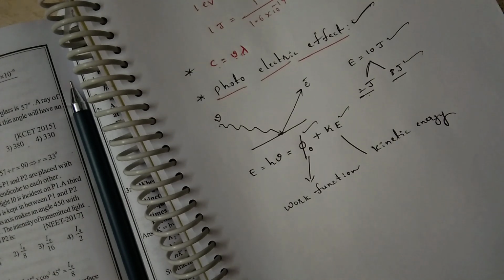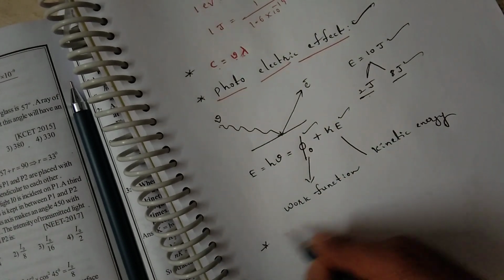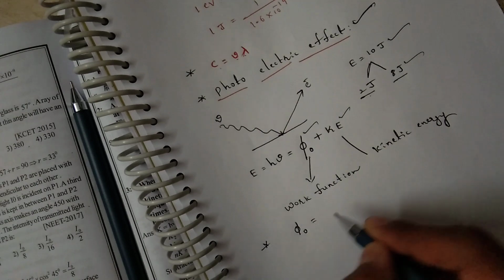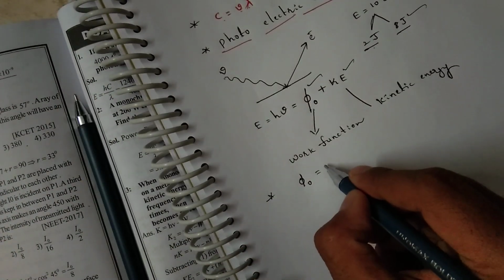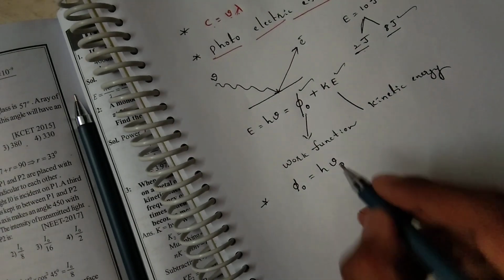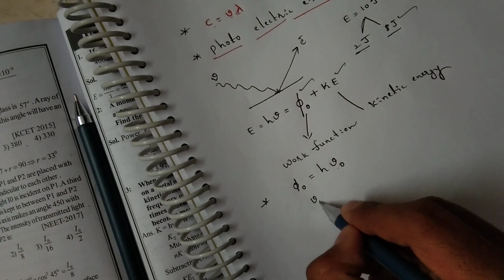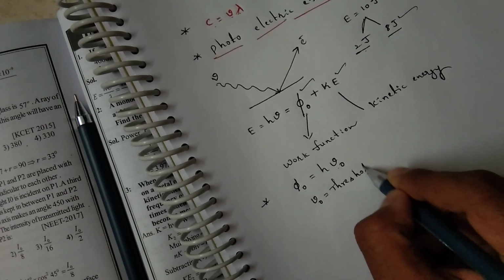And now I am taking it further. The work function phi naught is equal to h nu naught. What is nu naught? Nu naught is the threshold frequency of the metal plate.